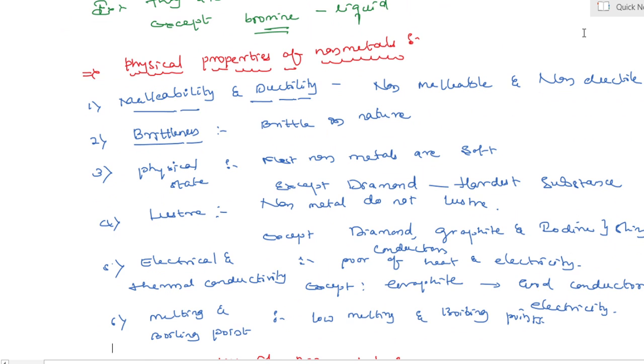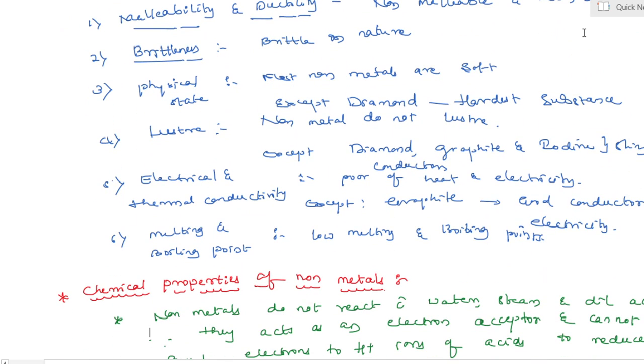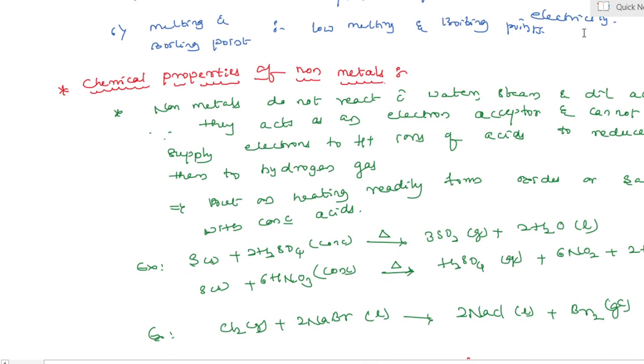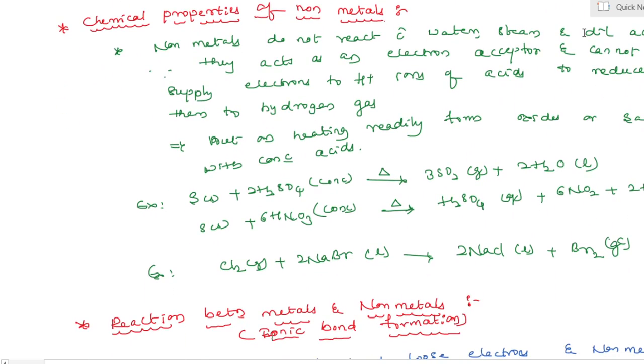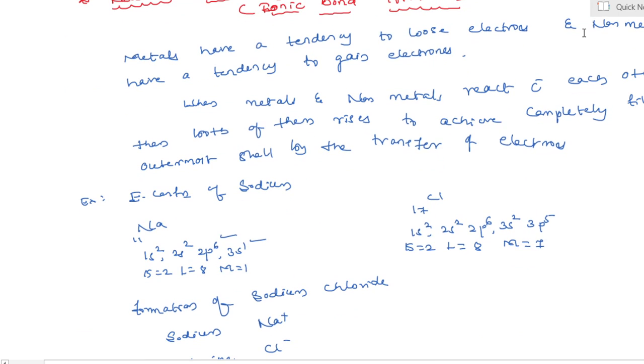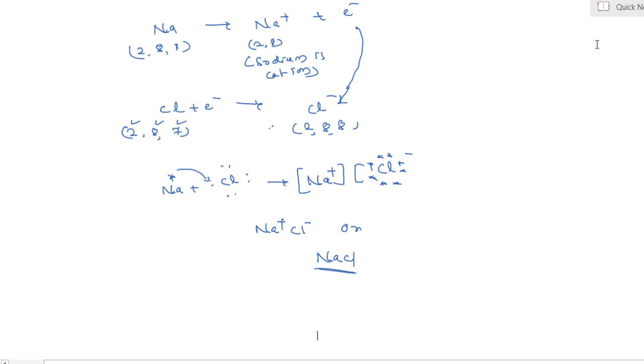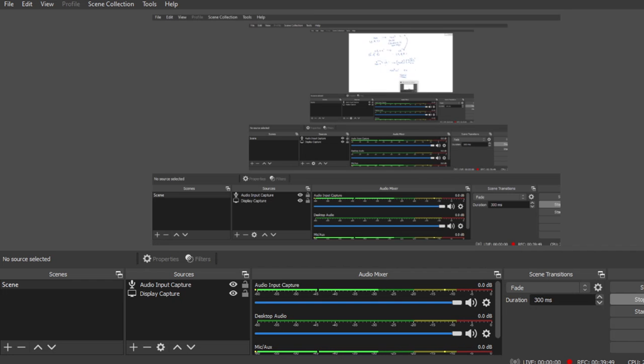And afterward, physical properties of non-metals. It means non-malleable and non-ductile, brittle in nature. Most non-metals are soft except diamond, and they do not have luster, but there are some exceptions. And electrical and heat conductivity, melting and boiling point. Afterwards, chemical properties of non-metals and reaction between metal and non-metal. It means ionic bond formation. It means ions participate in a chemical reaction. Yes, thank you, students.